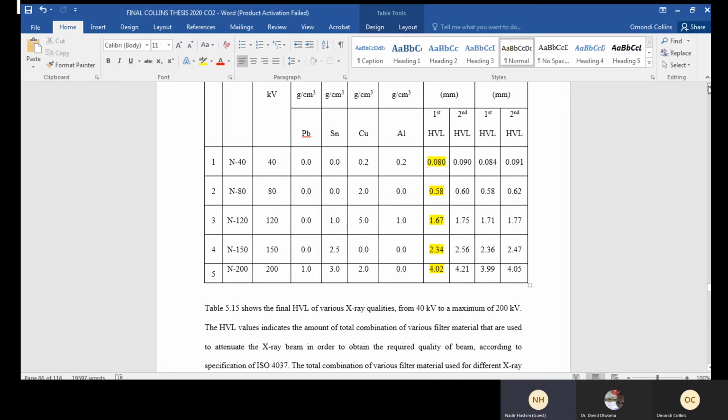Am I communicating? Collins. We seem to have lost communication with Collins. Collins, are you able to hear me?